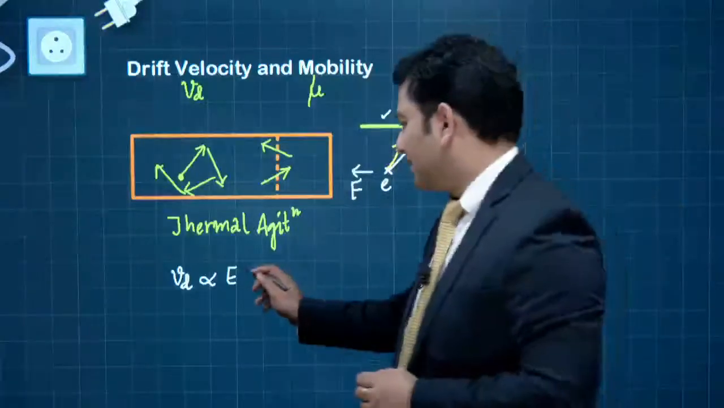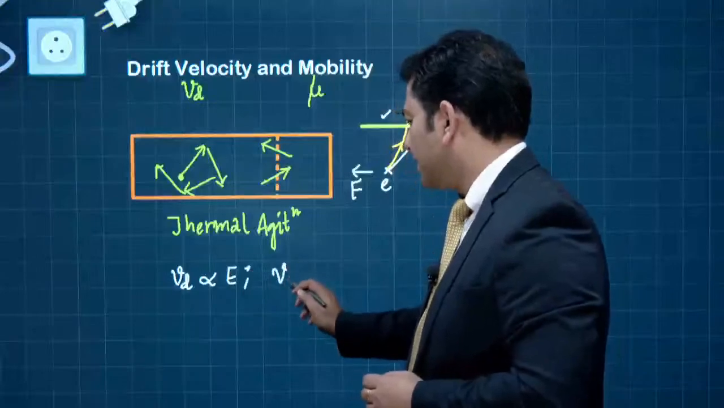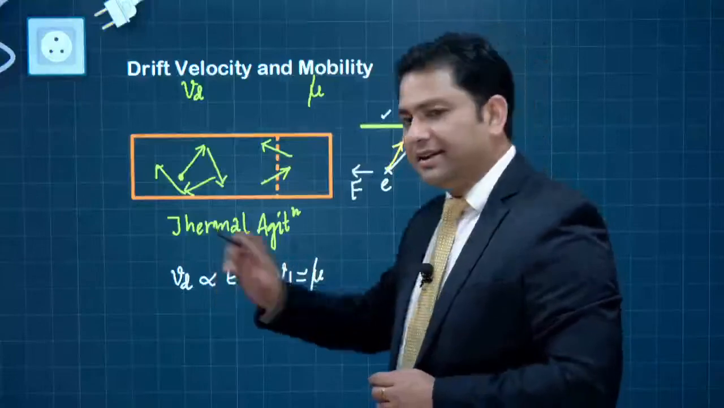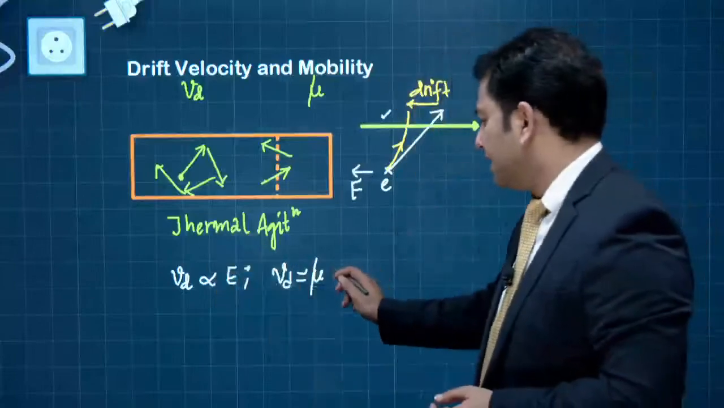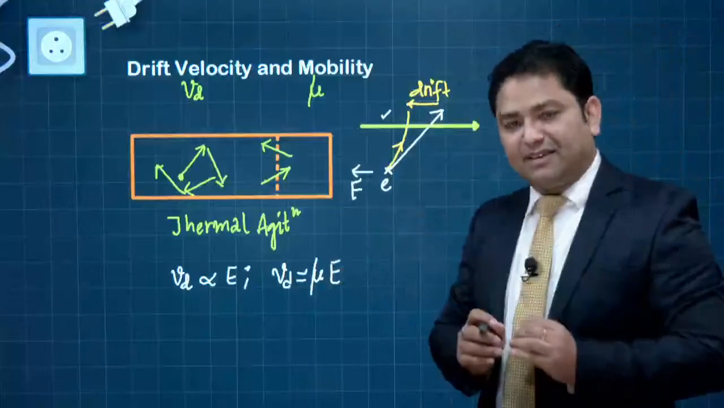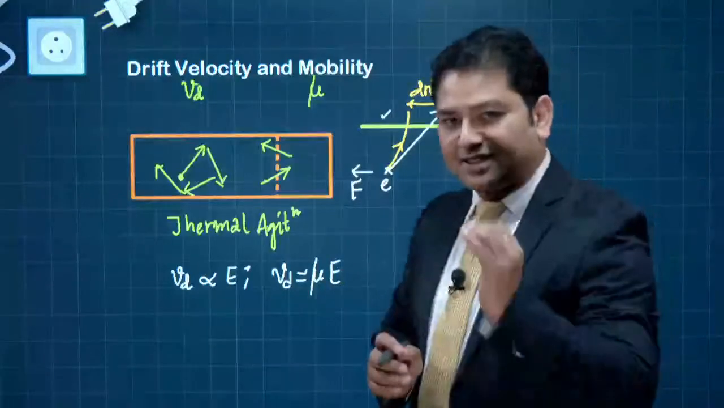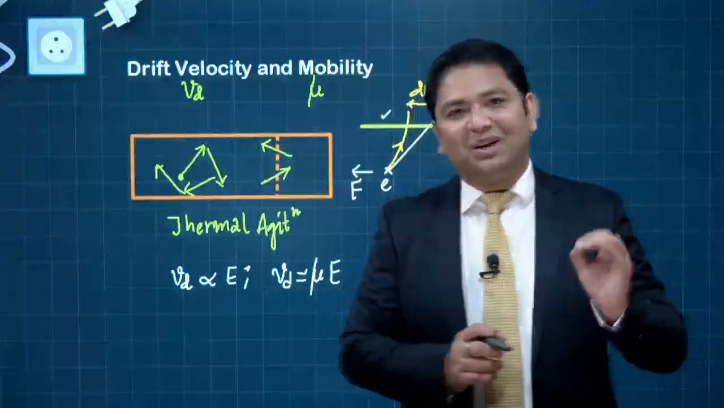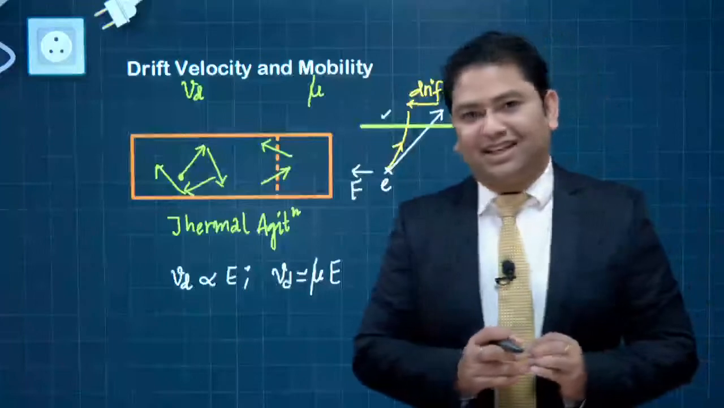So in that given case, the proportionality sign would be broken by a constant, and that constant is called the mobility. And clearly this is expected that mobility would depend only and only on the nature of material, right?